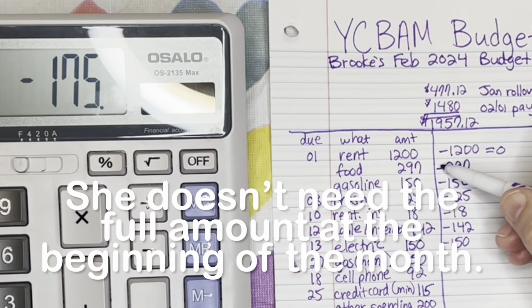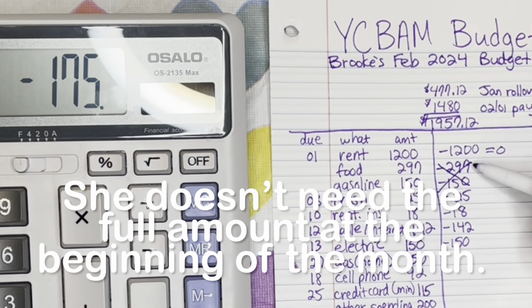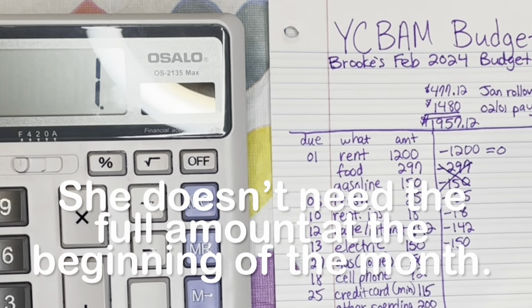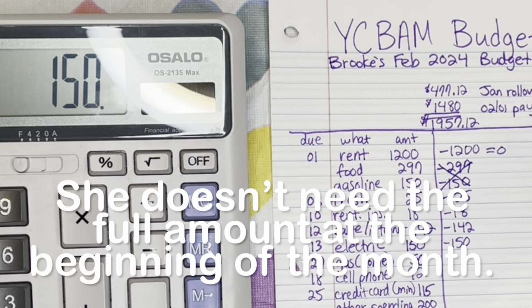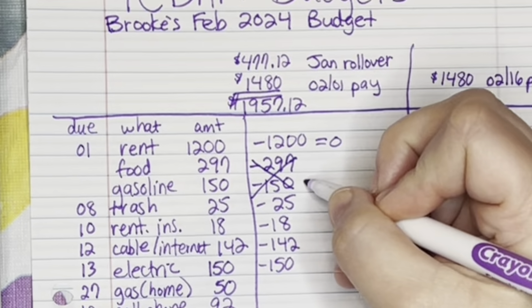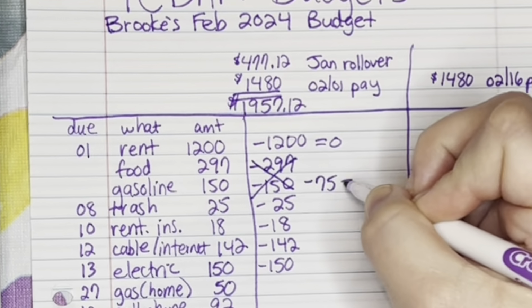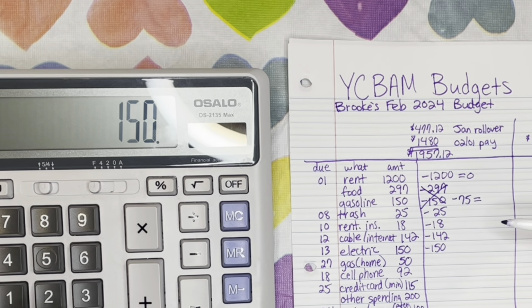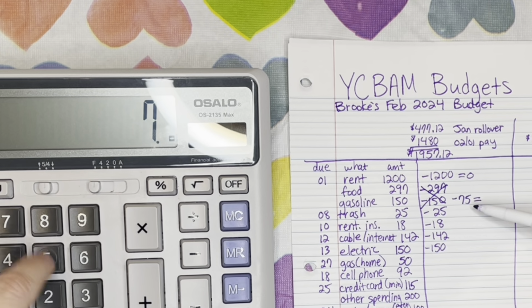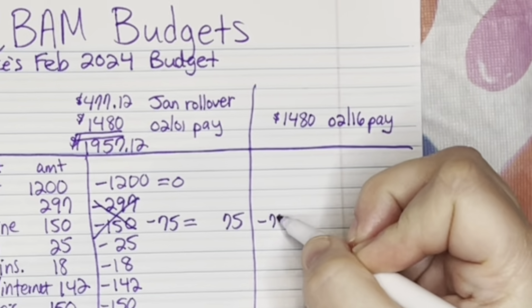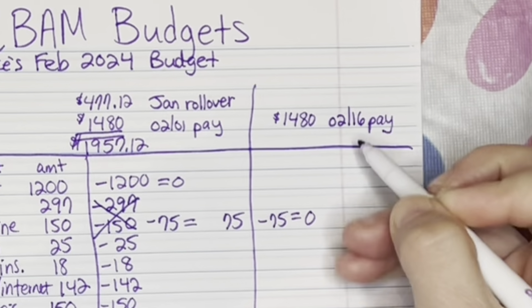What she can do is she doesn't need the entire food or gas budget, so she can divide that in half. Her gasoline is $150 for the month, divided by 2 is $75. So she can pay $75 with this first paycheck. And if you take $150 minus the $75 she's paying with that paycheck, she has $75 left for the month that she needs to budget for, and she can take that $75 from this pay.